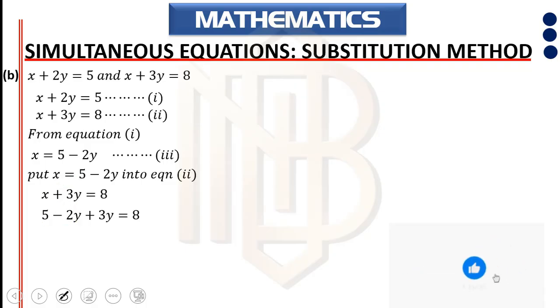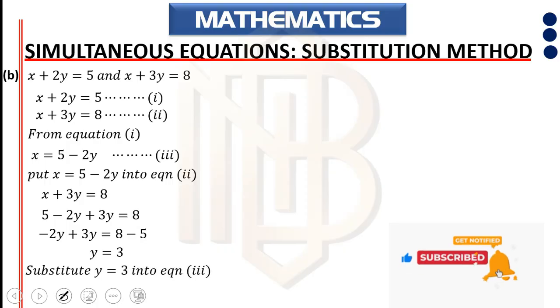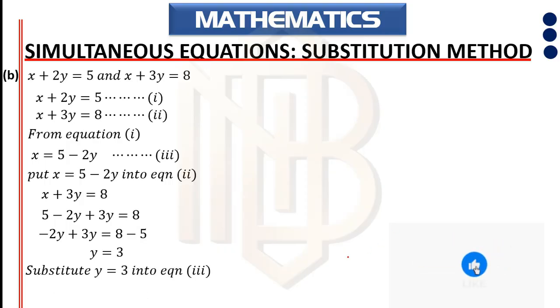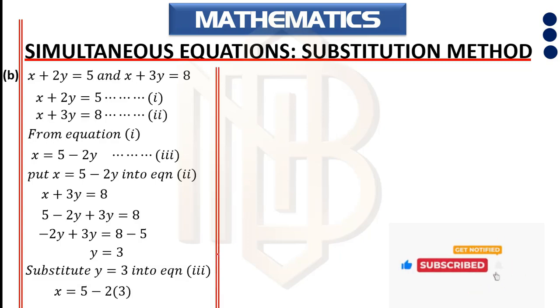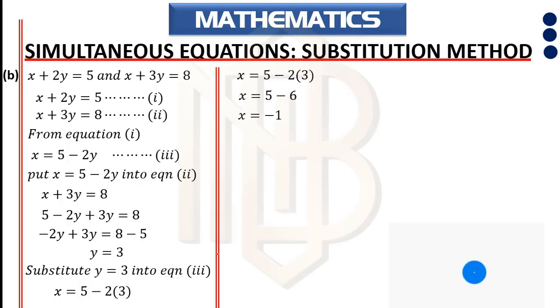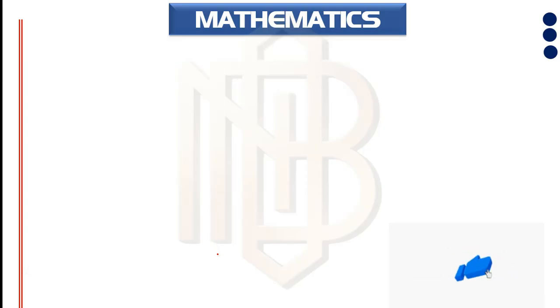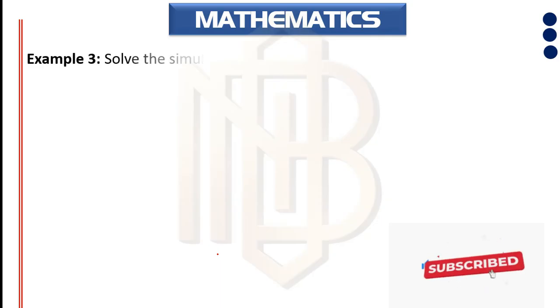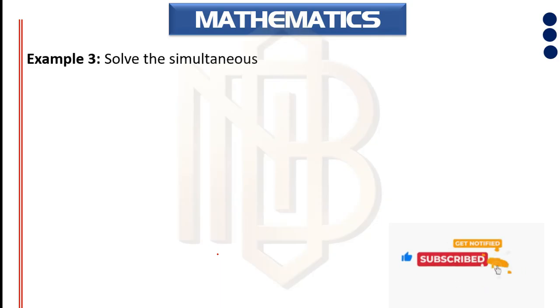Okay, so that means, of course, we just collect like terms and then simplify further, in which case we have our y to be equals to 3. So from this, if you decide to substitute y equals to 3 into equation 3, like I said, you can use any equation at this point. Okay, so that means we have x equals to 5 minus 2 into 3 instead of y there. Okay, so which if you solve further, you have x equals to -1, which is that as far as that is concerned. Now let's take a look at the third equation.